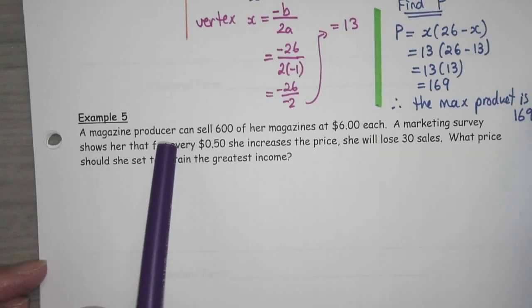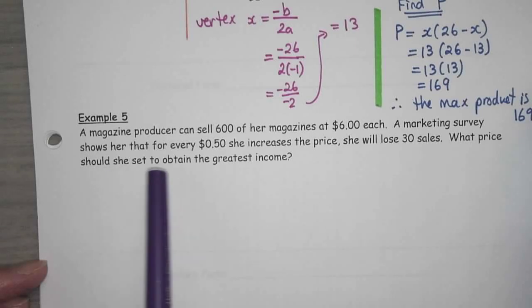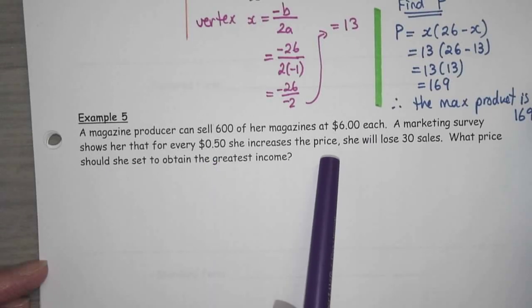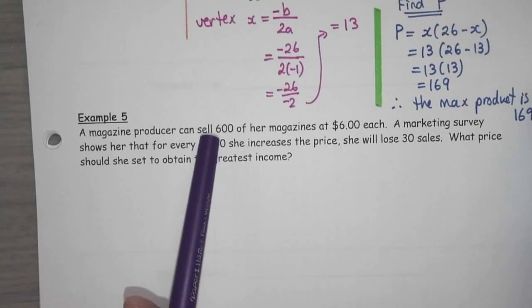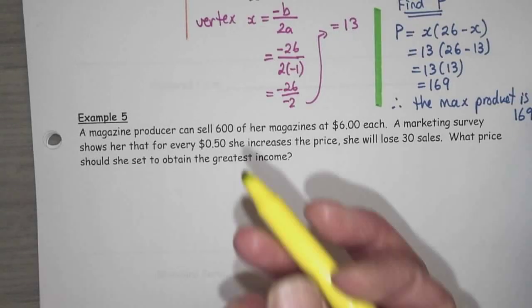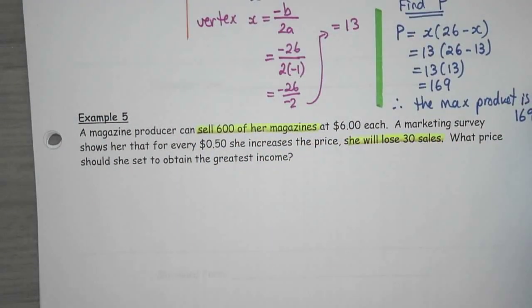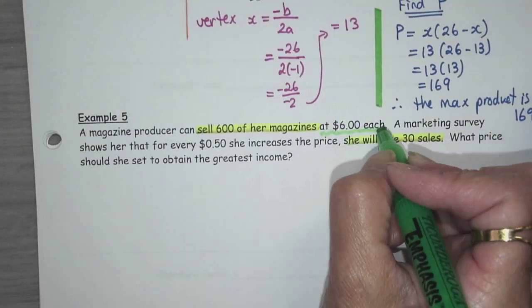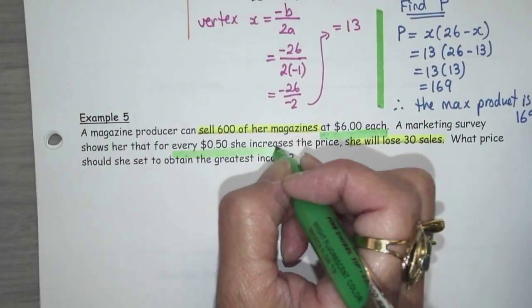We have a magazine producer that's selling 600 magazines at $6 each. A marketing survey shows that for every 50 cents she increases the price, she'll lose 30 sales. Okay, so we've got 600 magazines, and she's losing 30 sales. So let's put those two together. This is the number. So 600 magazines, and she's losing 30 sales. That's the number of magazines. The other part of this is the cost. So it's $6 each. I'll do a line. So $6 each and a 50-cent increase.